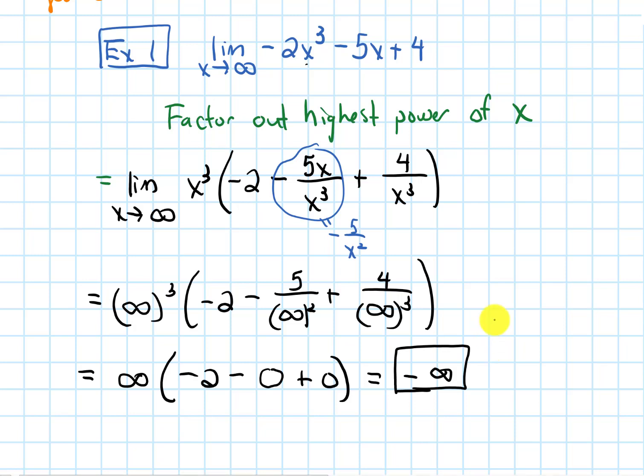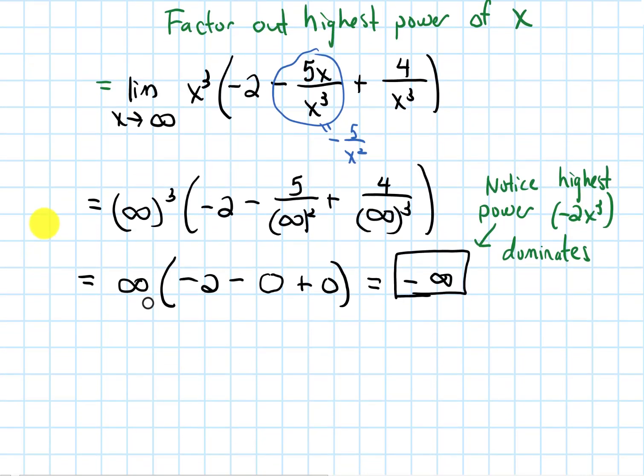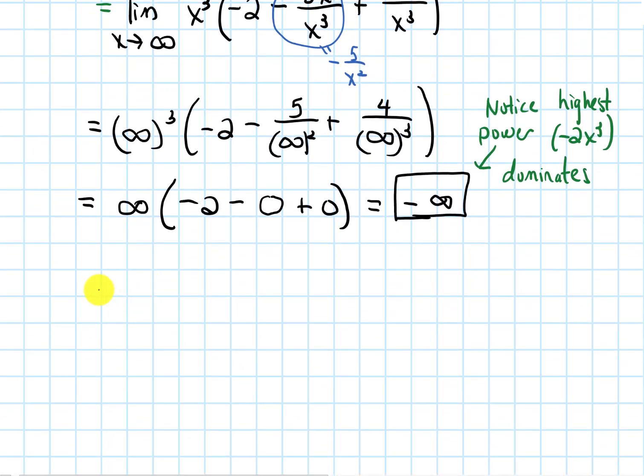I want to notice that the highest power, which was that minus 2x cubed, dominates. In fact, even if I had ignored all the other terms and just plugged infinity straight into that negative 2x cubed, it actually would have given me the same answer. We'll see that idea later when we talk about a shortcut. But for right now, I don't want to use that. Okay, so now this was a polynomial.